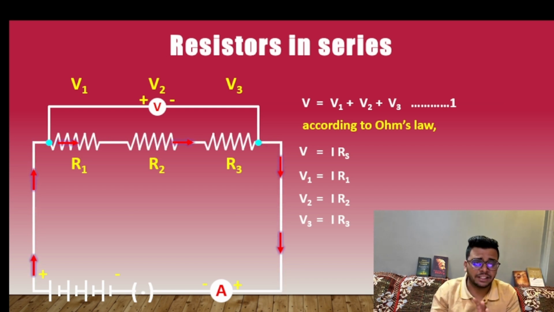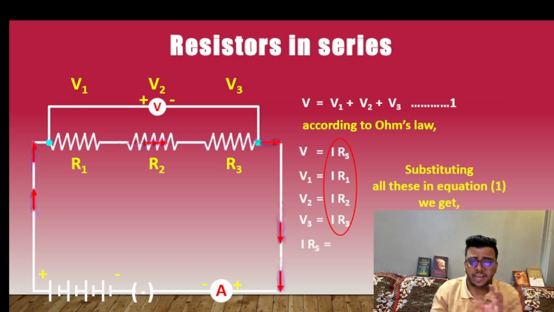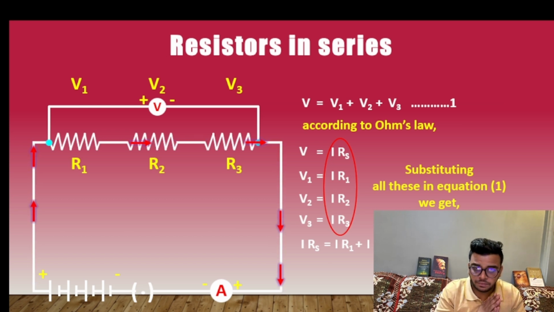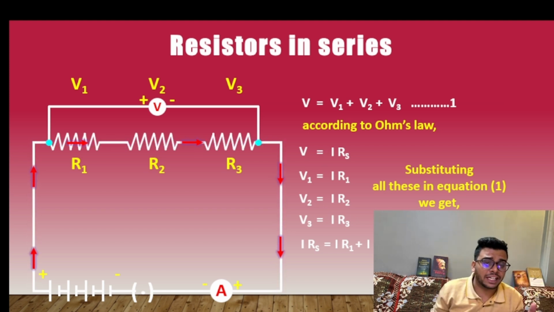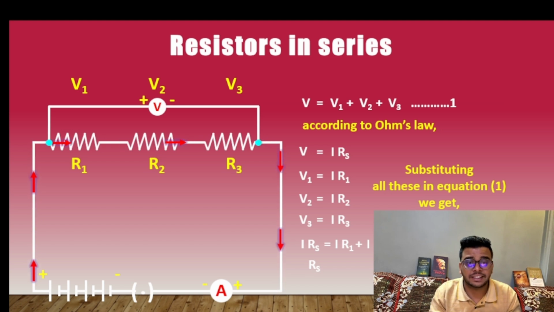Now we can see we have got all the values for equation 1. So I will substitute this in equation number 1 and I get I Rs is I R1 plus I R2 plus I R3. As I said, the same current flows, so I is constant. We can take I outside and the I will get cancelled on LHS and RHS. So the final formula which we get is Rs, resistance in series, is equal to R1 plus R2 plus R3.